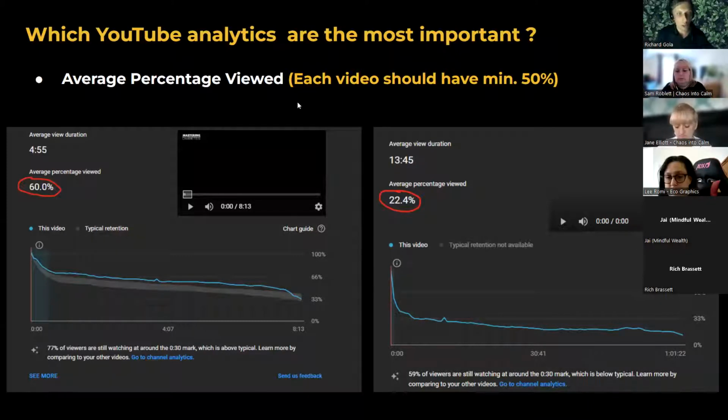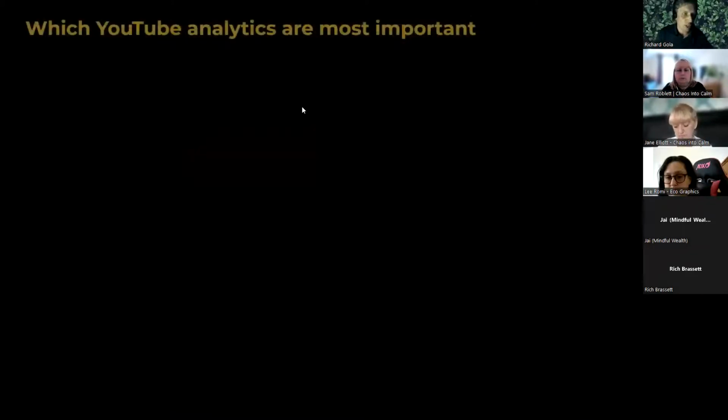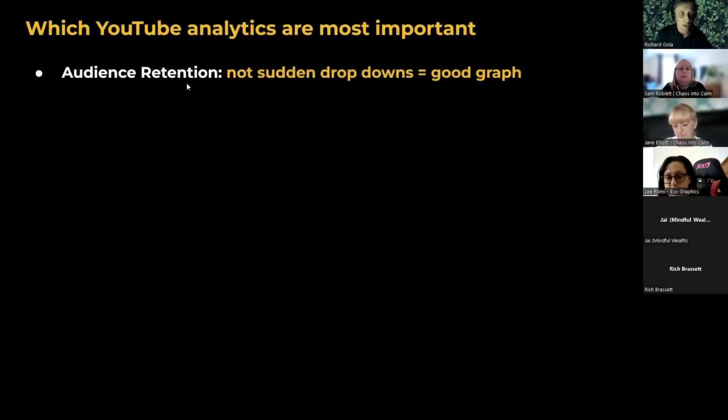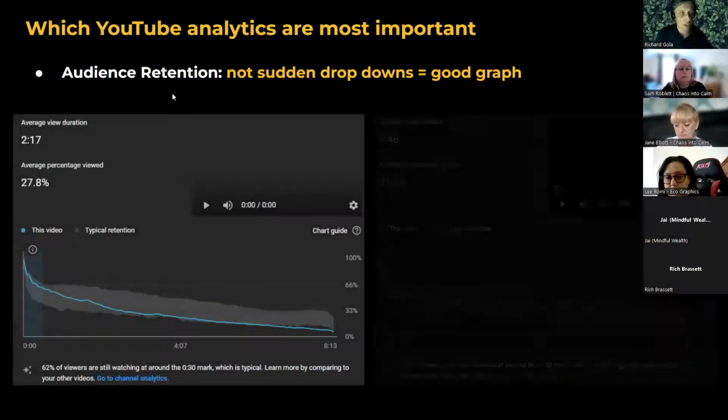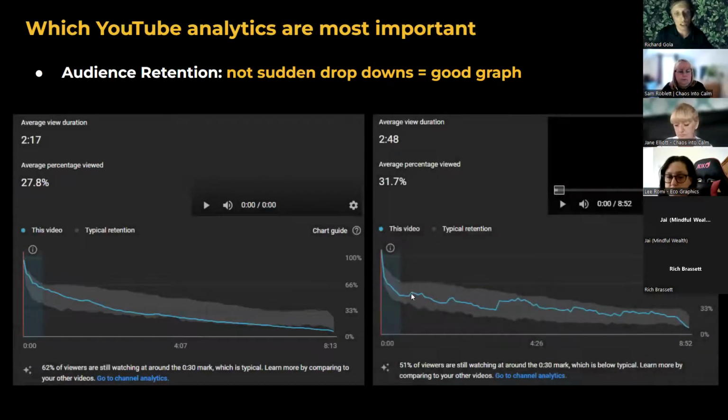Sometimes I will show you on the next graph audience retention. Sometimes when the audience retention looks like that, it means that the viewer is repeating this part of the content. But if it's dropping down suddenly, it means that this part of the video is not interesting for them, especially at the beginning.